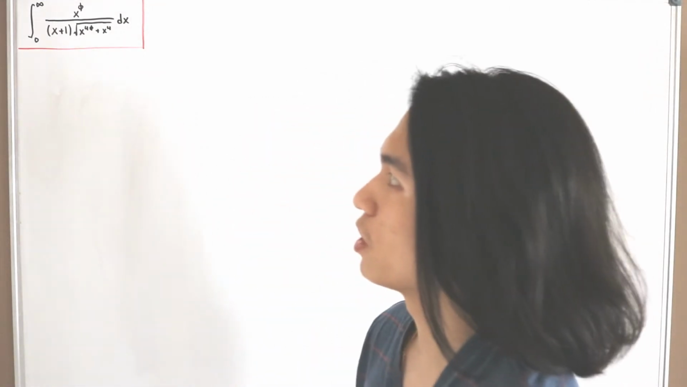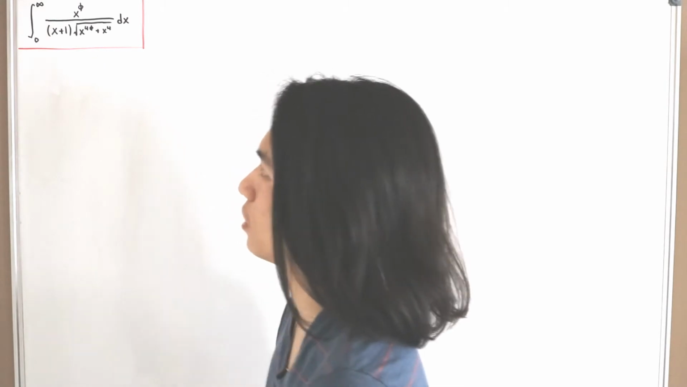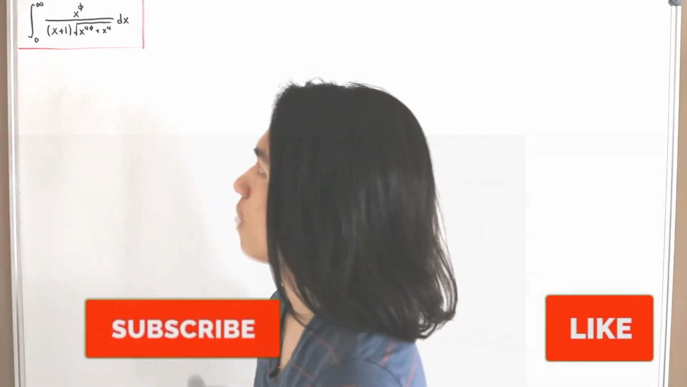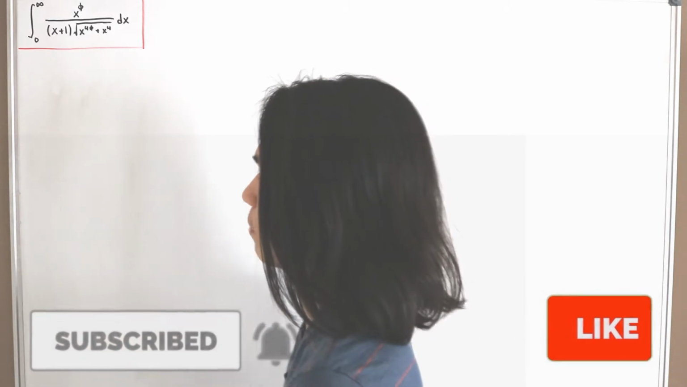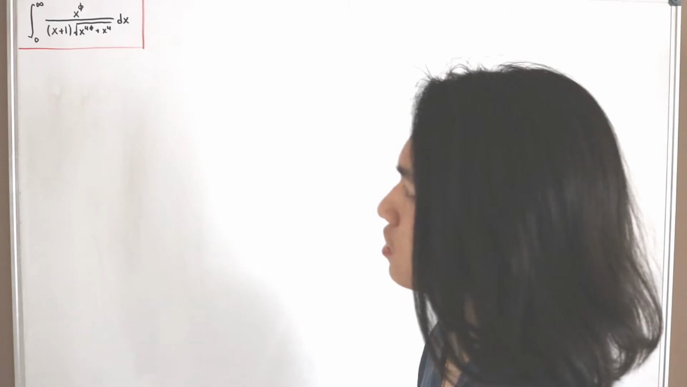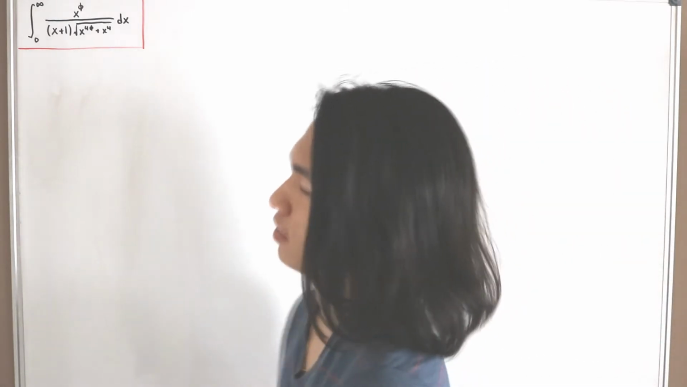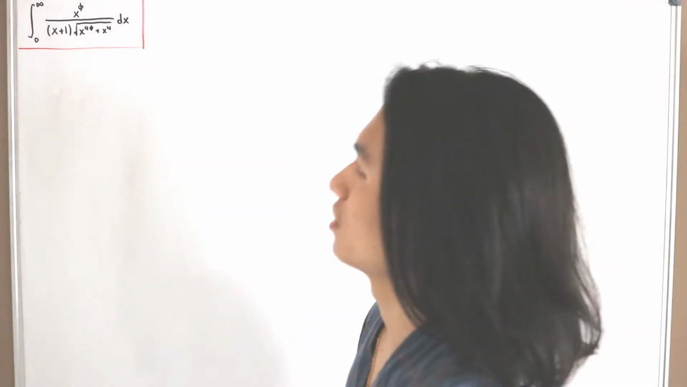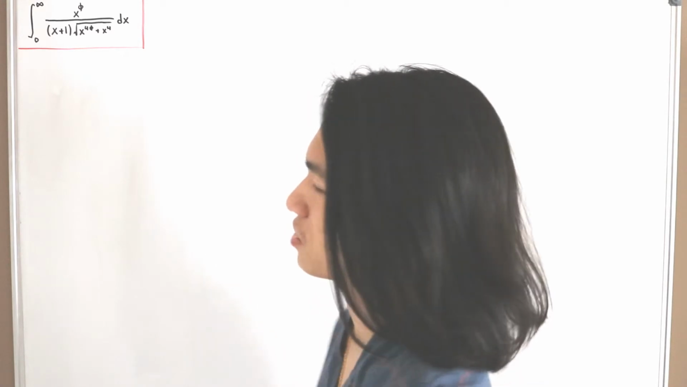So in today's video we have an integral from 0 to infinity of x to the power phi divided by x plus 1, multiplied by the square root of x to the power 4 phi plus x to the power 4, dx, where phi is known as the golden ratio. This is the second golden integral, so you can expect some pretty interesting results in the end, but also interesting methods that you'll see along the way when I show the work. So let's jump right in.